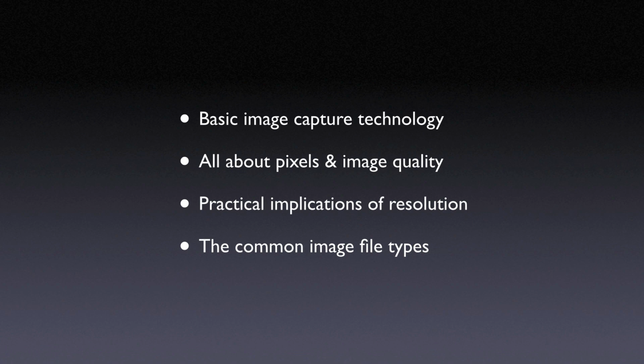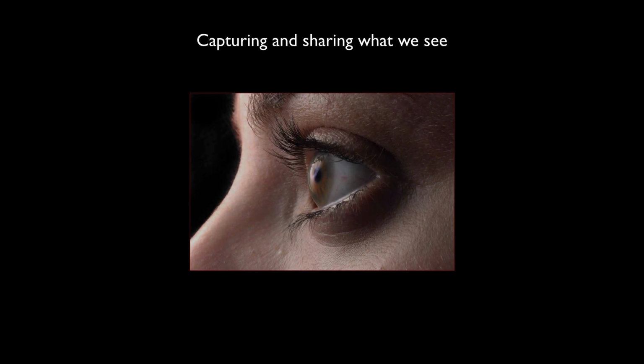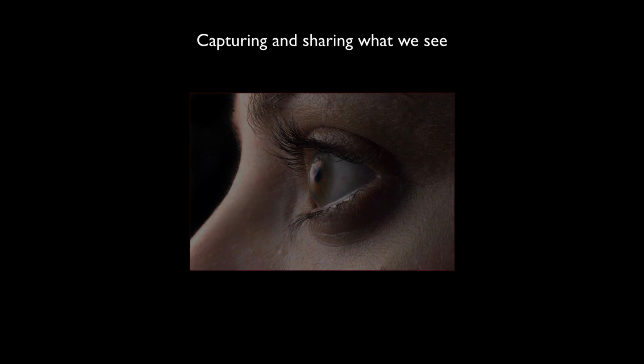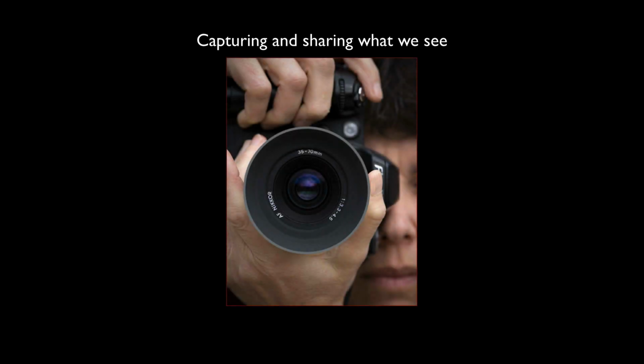We'll start with capturing images. The photographic process works much like the human eye. The eye has a lens that collects light that passes through an adjustable iris and strikes the retina. There it is translated into electrical signals that travel through the optic nerve to the brain for processing into images that we experience. The modern digital camera replicates this process.